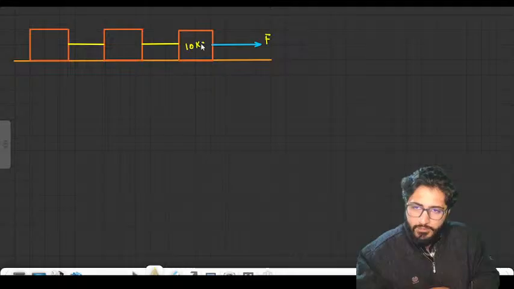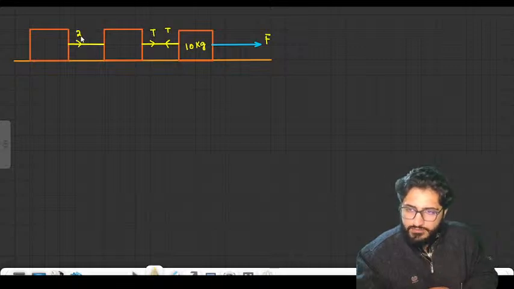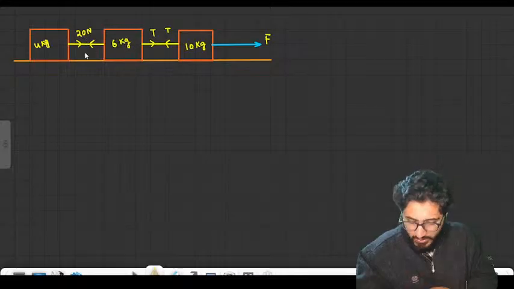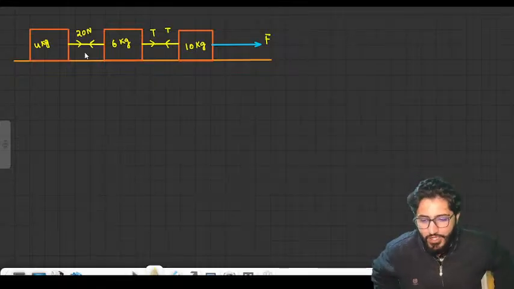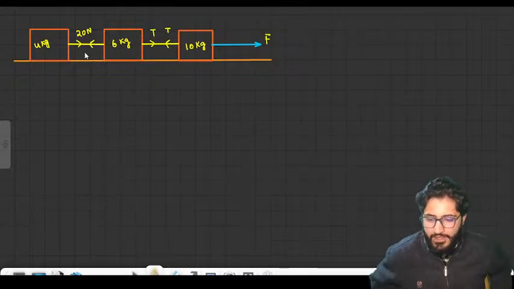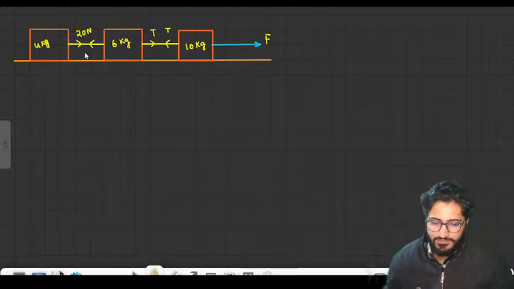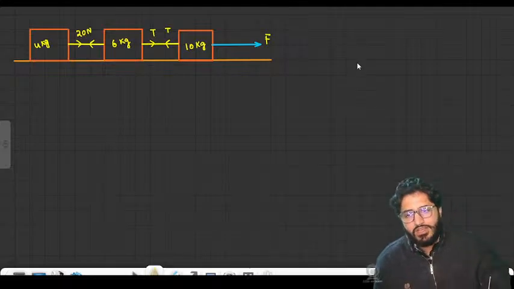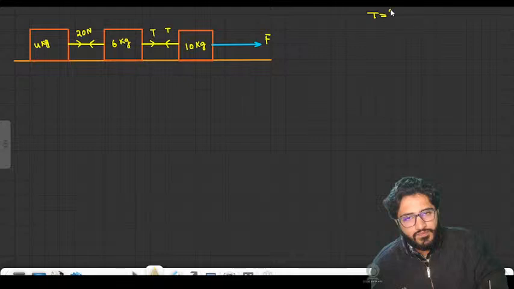One is 10 kilogram. This tension is T. Here is a force of 20 Newton. This one is 4 kilogram. This one is kilogram. Now, different numerical. Clear now? Different numerical. Clear? Okay. Give me the value of tension T. Give me the value of force F. Give me the value of acceleration A.